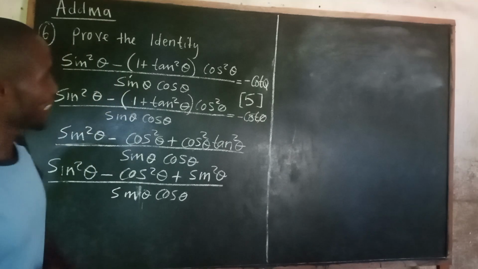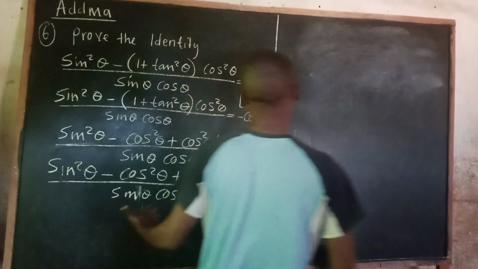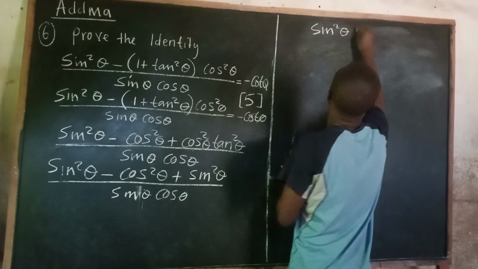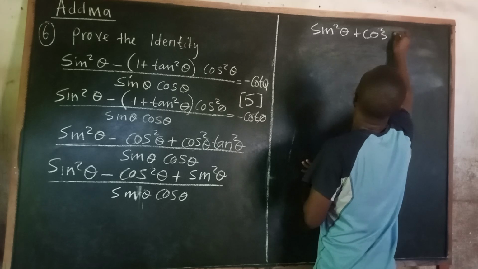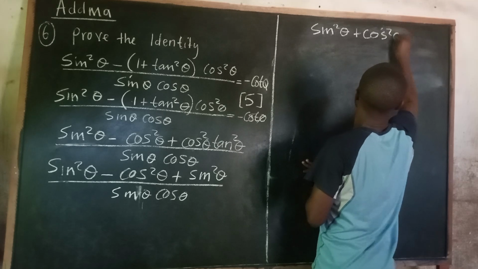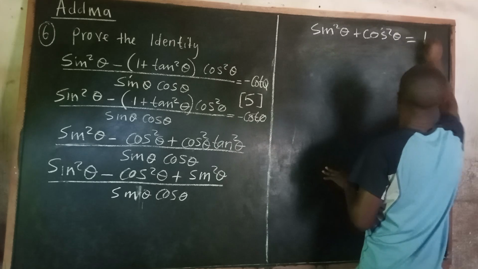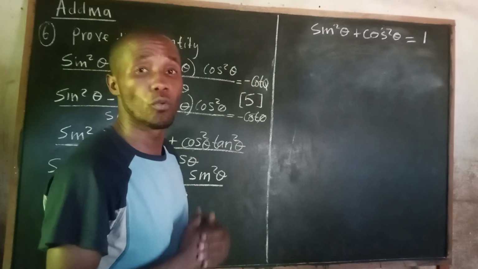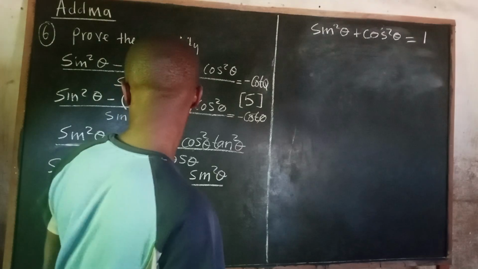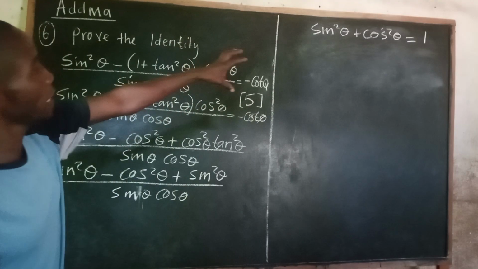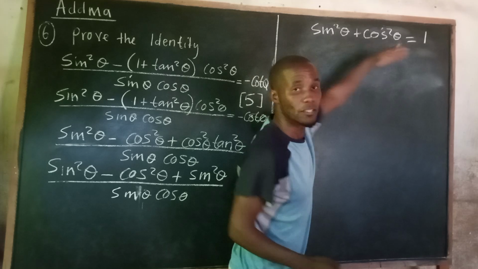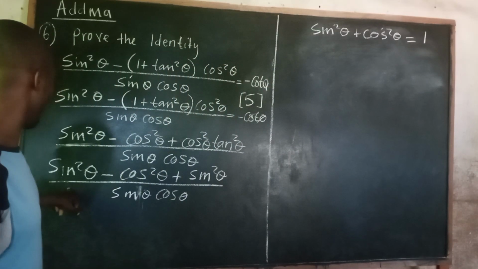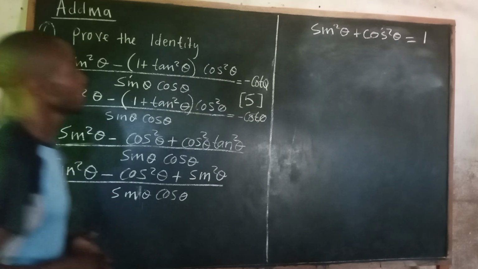So Pythagorean identity states that when you have sine theta squared plus cos theta squared is equals to 1. So sine theta squared plus cos theta squared is equals to 1. Okay, so now what about sine theta squared? Because there what we want is to make this sine theta squared as a subject of the formula, so that we can substitute, okay, where there is sine theta squared.